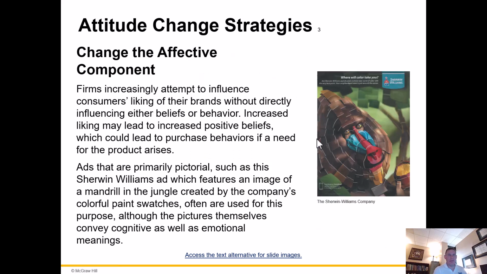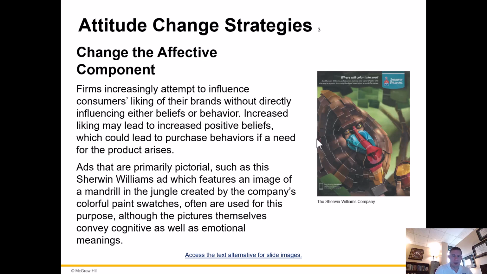And continuing with the theme of attitude change strategies, let's talk now about changing the affective component. So firms increasingly attempt to influence consumers' liking of their brands without directly influencing either beliefs or behavior. Increased liking may lead to increased positive beliefs, which could lead to purchase behaviors if a need for the product arises.